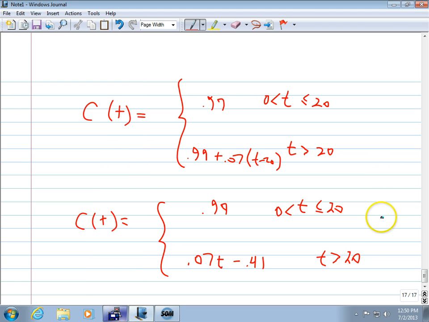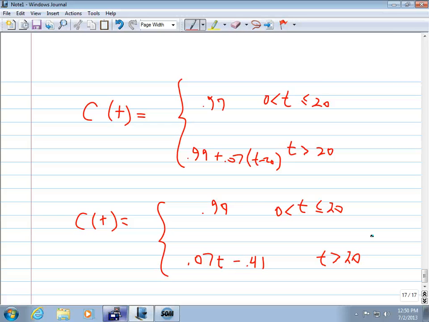All right, so now how do you use this function? What if I asked you what's c of 10? If I want to plug in 10, what does that mean? Am I plugging in the top branch or the lower branch? No, because that's for greater than 20. I want 10. So if I'm plugging in 10, I go here, and what is it? What's your cost for 10 minutes? 99 cents. It's a flat rate.